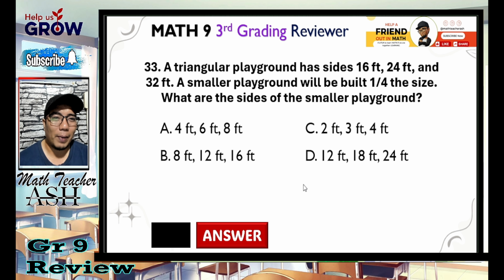A triangular playground has sides 16 feet, 24 feet, and 32 feet. A smaller playground will be built 1/4 the size. What are the sides of the smaller playground? Is it A, 4, 6, 8, B, 8, 12, 16 feet, C, 2 feet, 3 feet, 4 feet, or D, 12 feet, 18 feet, and 24 feet? I'll give you 5 seconds to think about your answer.